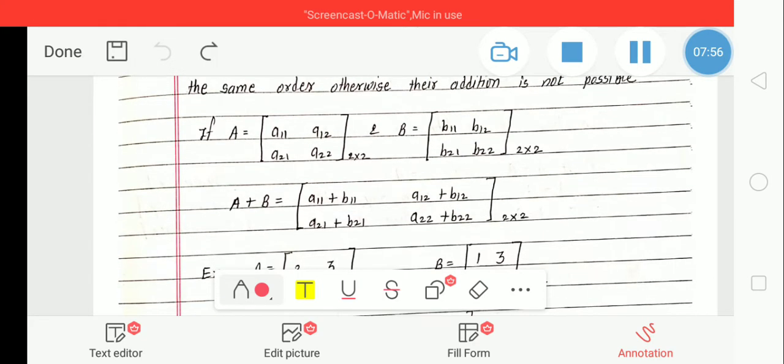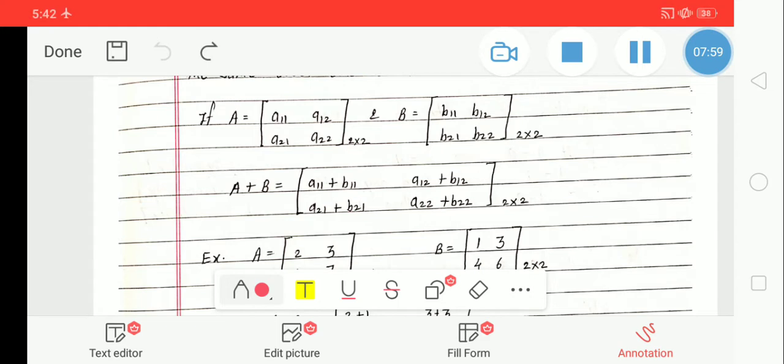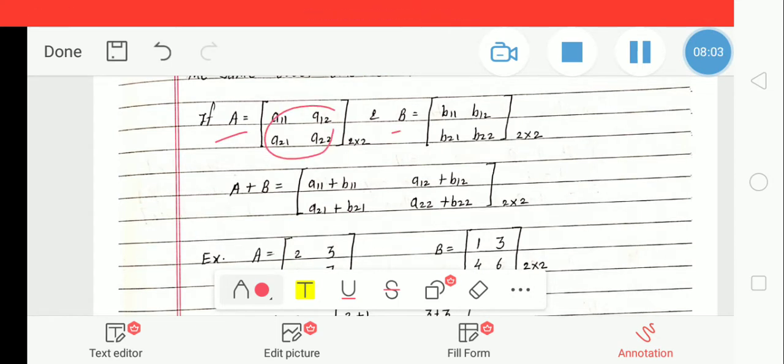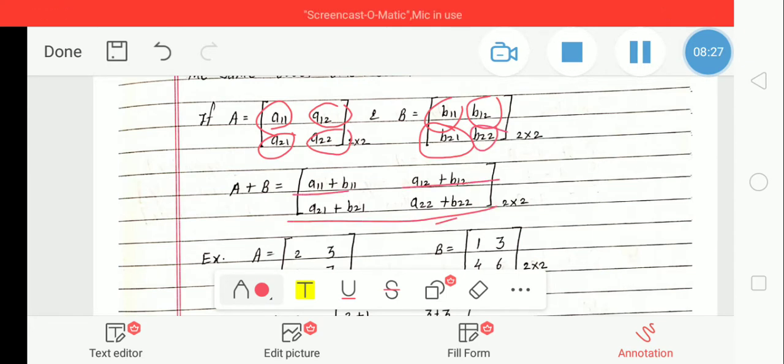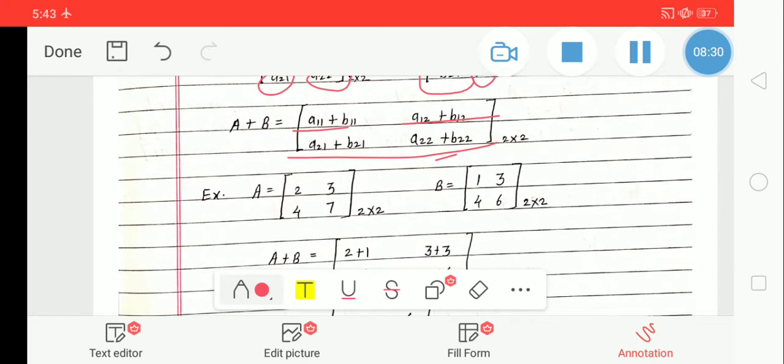So just take an example. We can write the addition A plus B, this is the A matrix and this is the B matrix. Here we have taken a 2 cross 2 matrix, here also a 2 cross 2 matrix. So A plus B is equal to A11 plus B11, A12 plus B12, A21 plus B21, A22 plus B22. This is also a 2 cross 2 matrix.